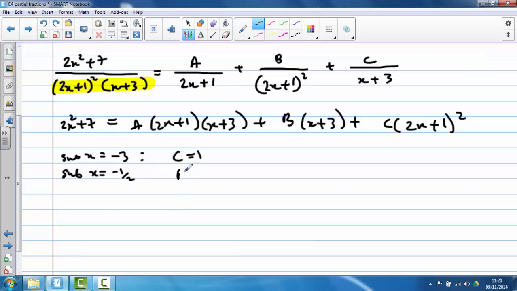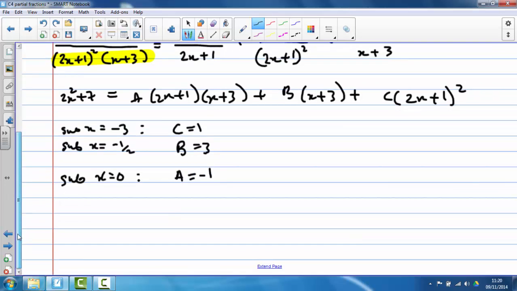And therefore this should give us b equals 3. And finally, substituting x equals 0, this should lead us to a equals minus 1. And so therefore we can write our fraction as (2x squared plus 7) divided by ((2x plus 1) all squared times (x plus 3)).